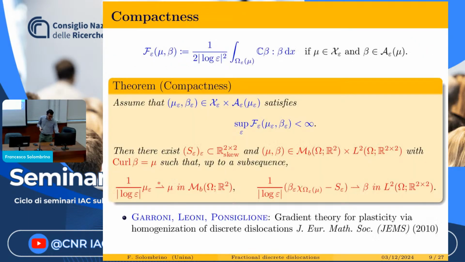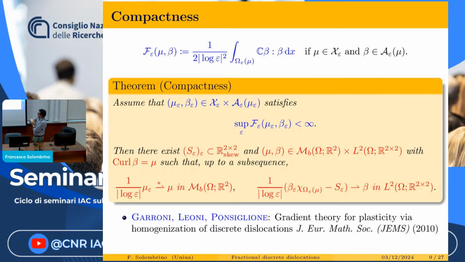So if you accept this modeling, some 14 years ago, the first rigorous justification of a strain gradient plasticity model in the sense of gamma convergence appeared in this paper by Adriana Garroni, Giovanni Leoni, and Marcello Ponsiglione, which is called Gradient Theory for Plasticity via Homogenization of Discrete Dislocations. And I think that the title need not be explained now. So it is clear what they did.